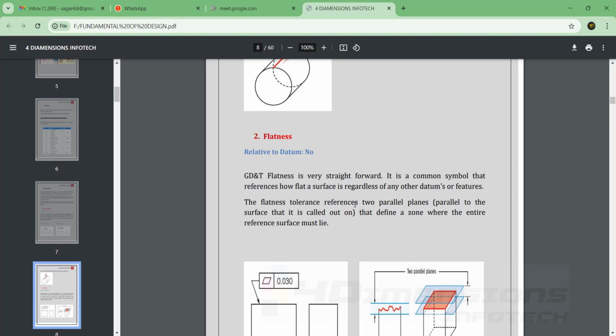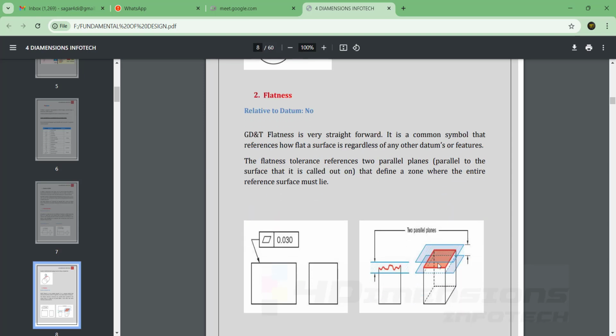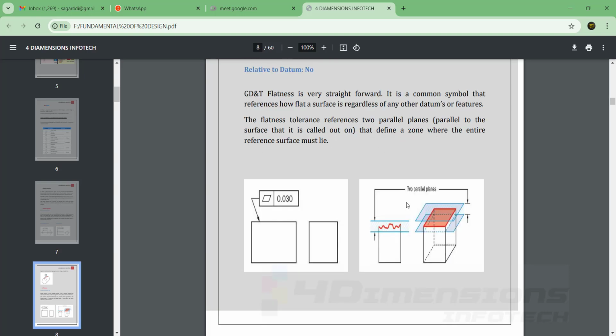Now the flatness tolerance refers to two parallel planes. You can see here these two parallel planes that define a zone where the entire reference surface must lie. So it is showing two reference planes or two imaginary planes between which the surface, even after having some waviness, lies. So these two planes are representing the tolerance zone, and the distance between these two planes is 0.03. This symbol is representing the flatness, and here the arrow is showing the surface which is required to be flat.